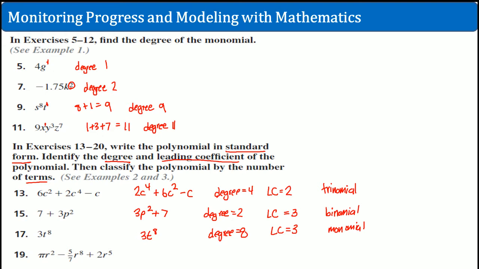Okay. Highest power is the 8, so negative 5 over 7 r to the 8th power plus pi r squared plus 2r squared. Ooh, I think that becomes 2 pi r second power, right? If we combine them. So the degree here is still 8. The leading coefficient is negative 5 over 7, and this is a binomial. Okay, if you know how to do the first 3, you're good. 19 is just a more advanced question.